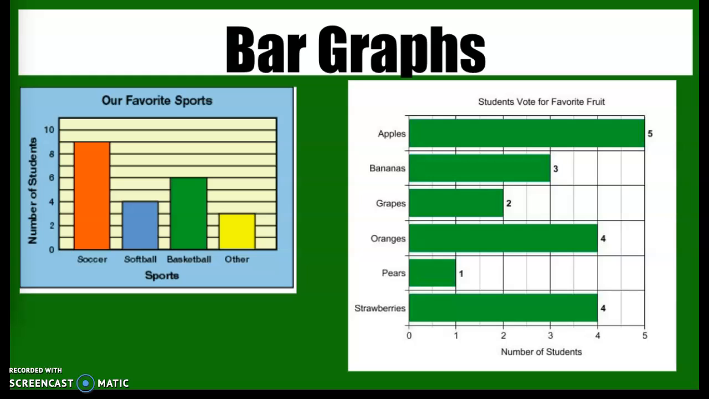Then we learned about bar graphs. And bar graphs could either be up and down, or they could be sideways. So don't be fooled if you see a bar graph that looks like it's going from side to side, like in the students' vote for favorite fruit.